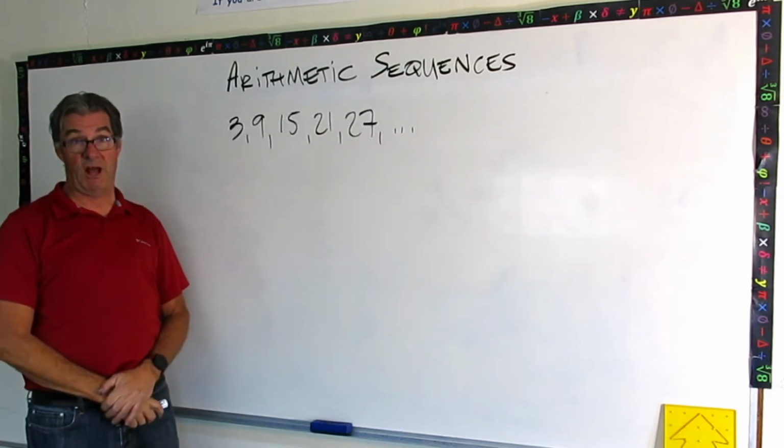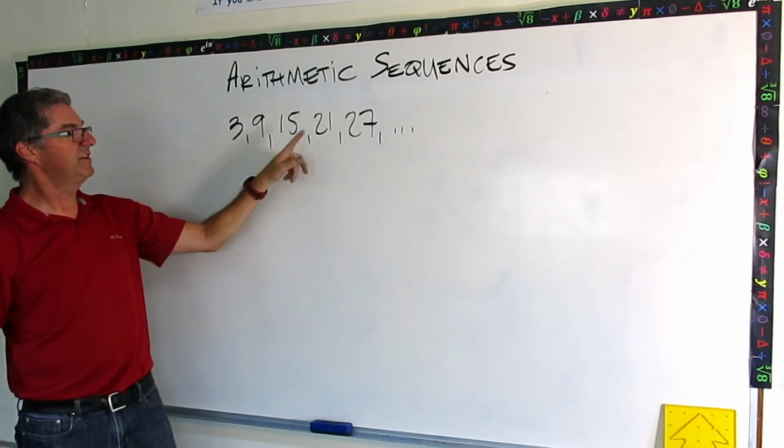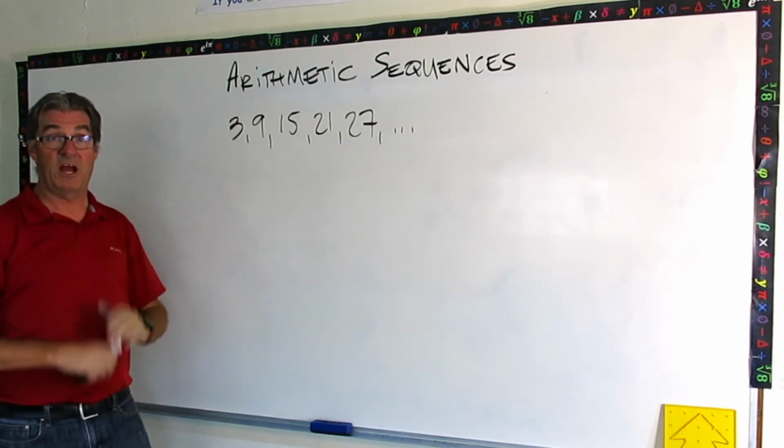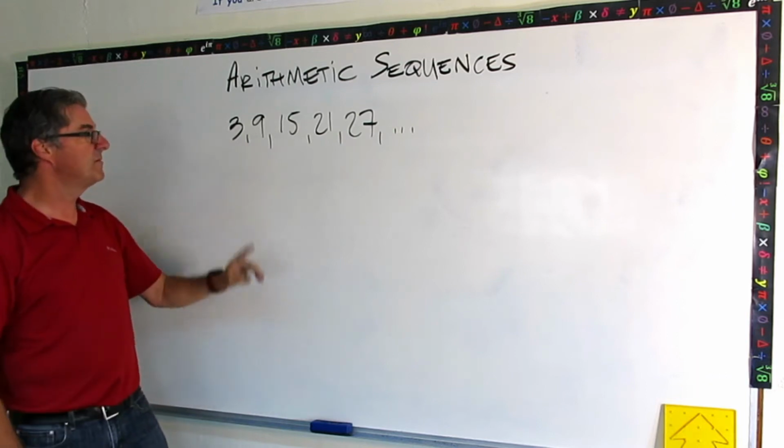Okay, here's one for you to try. 3, 9, 15, 21, 27. So go ahead and figure out your common difference, figure out your formula, your ultimate simplified formula for this sequence.